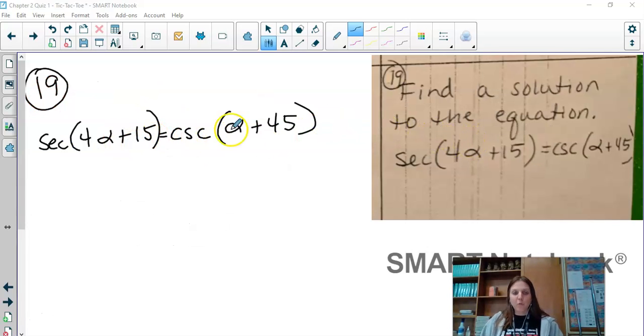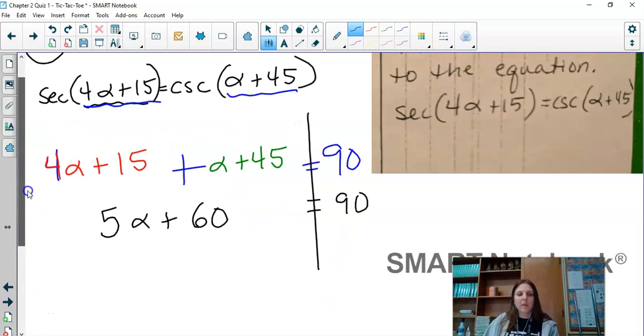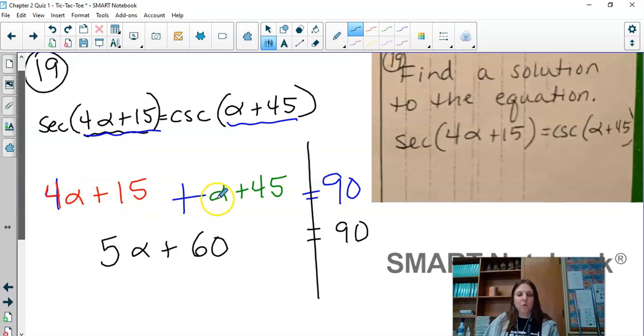So these are cofunctions again, and in order to find the solution to a cofunction, you need to know that cofunctions are complementary. So I'm going to take this angle plus this other angle over here, and those together will add up to 90 degrees. So I'm going to add up the two angles, and they're going to equal 90, and I'm going to solve that equation. Okay, so far I added the 4 alpha and the alpha, that's 5 alpha. And then 15 plus 45 is 60.